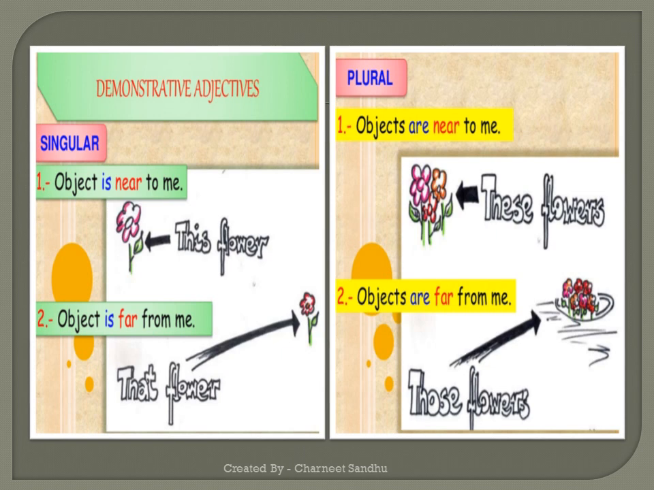And for objects that are near to me but plural in number, we use these. And for objects that are far away from me and plural in number, I'll use those. So these flowers and those flowers. One important thing to keep in mind here is that since adjectives qualify or give you more information about a noun or a pronoun, you will always see that these adjectives are followed by nouns. So keep that in mind.